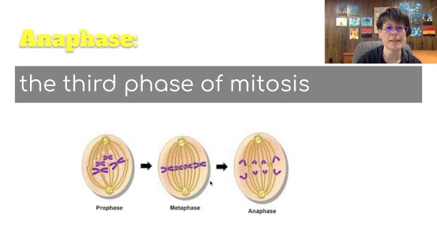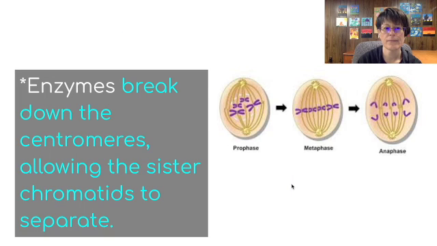The third phase is anaphase. And here we can see anaphase occurring. During anaphase, enzymes break down the centromeres, allowing the sister chromatids to separate. So the sister chromatids are separating, they're going to their opposite ends. They're going away from each other. Anaphase away. Metaphase middle, anaphase away.